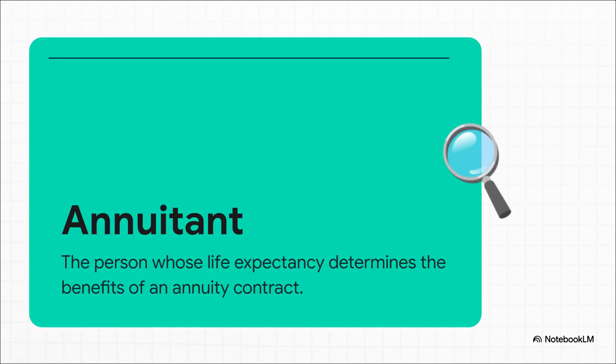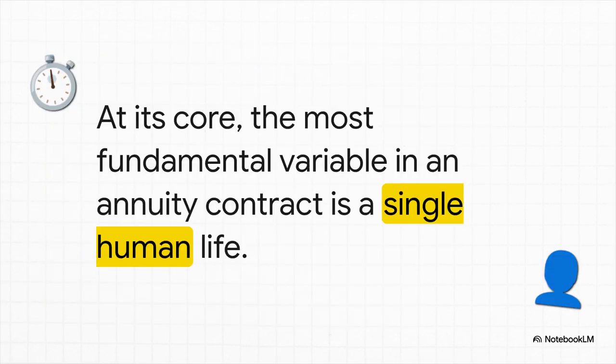And there it is, the annuitant. Okay, it's a formal sounding title, I get it, but the concept is actually beautifully simple. This is the person whose life is the measuring stick. The entire financial setup of an annuity, when it pays, how much it pays, and for how long, is all built around the predicted lifespan of this one individual. It really is that direct.